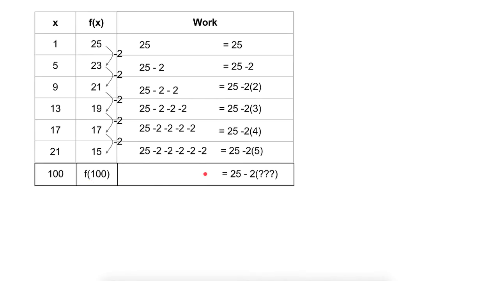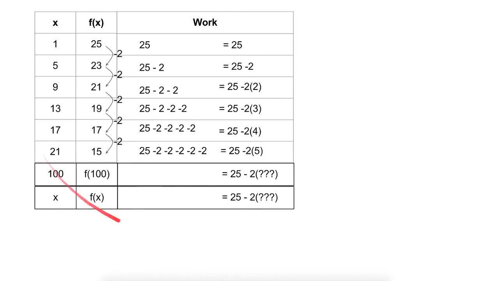So we're stuck. Why? Because these numbers did not go up by 1. These numbers were going up by 4 every time instead of 1. So because we were going up by 4, it made it much more difficult to find a relationship between the part that's changing in our work for our dependent variable and our independent variable. So if we can't find f of 100, we certainly can't find f of x. We still know it's 25 minus 2 times something, but we don't know what that something is.